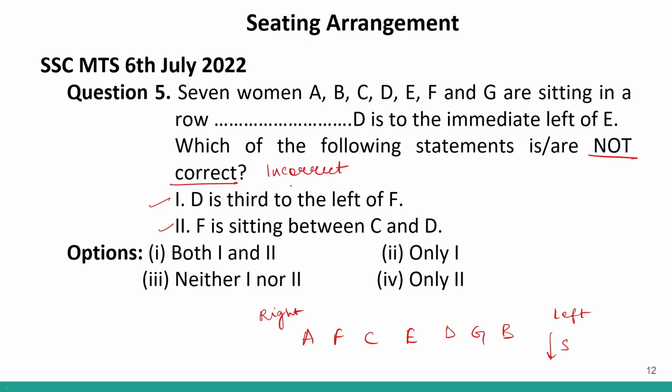Correct? Now, statement 1 says D is third to the left of F. So D is over here, F is over here. D is 1, 2, 3. Third to the left of F. Therefore, this statement is correct.